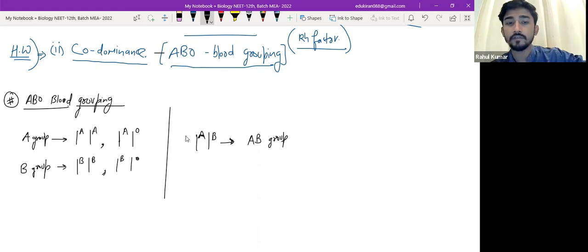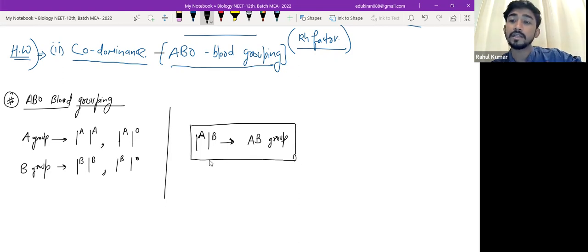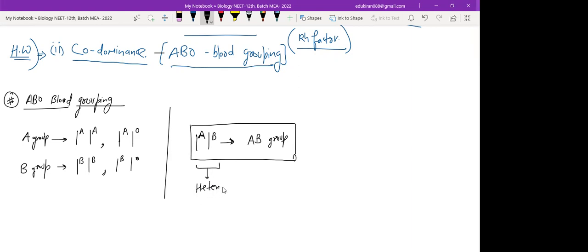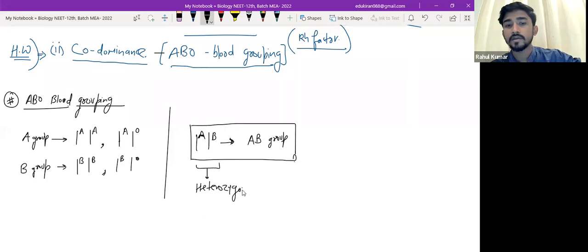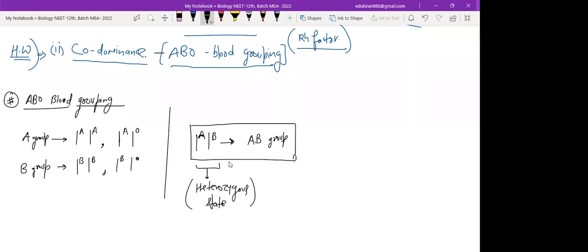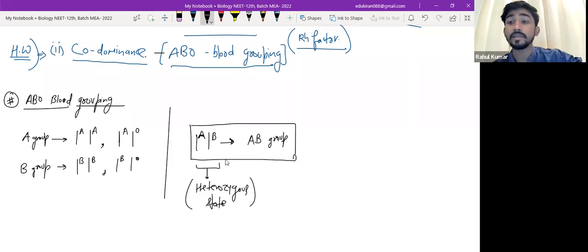And when this was discovered in humans, it came out as an exception to Mendel's law of dominance, because this is a heterozygous state, or not? Yes, sir. And in a heterozygous state, one allele should be dominant over the other. This is what Mendel told. But here, in a heterozygous state, both the alleles are expressing equally. And this is called codominance. You understood, everyone?